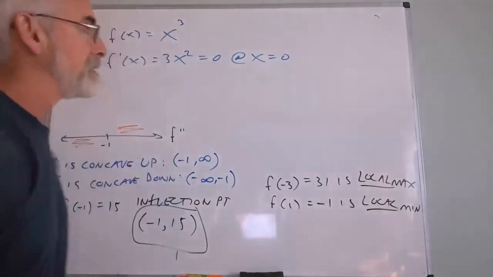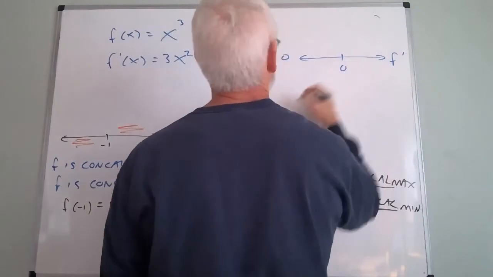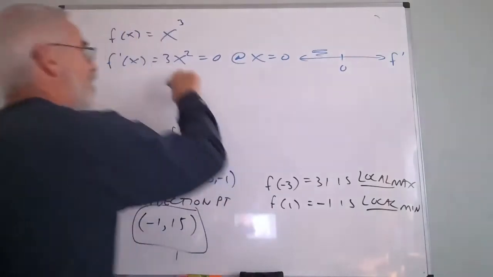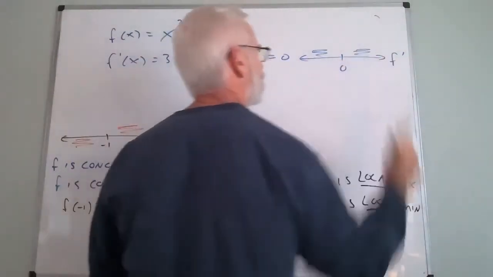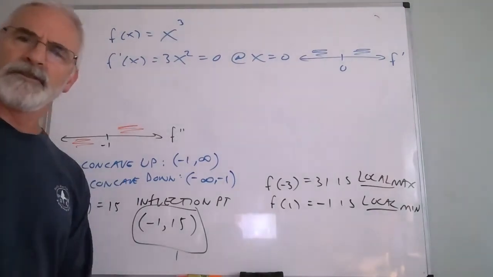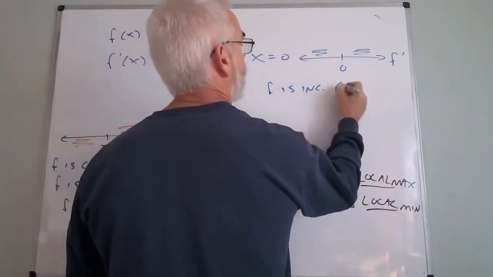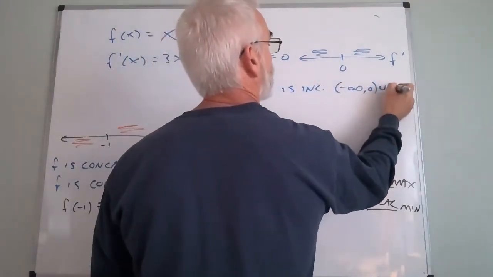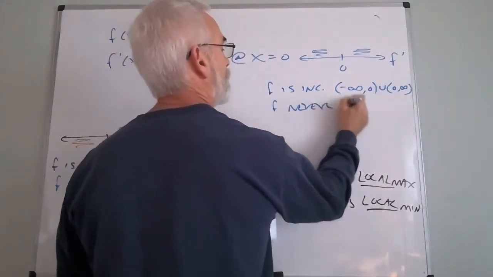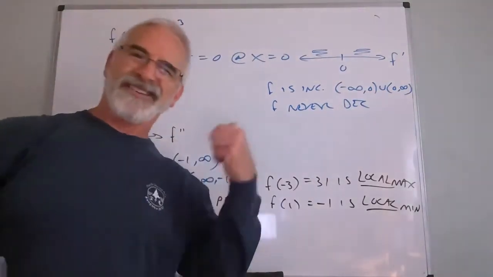Great. In fact, let's go ahead and analyze this. So there's my f prime, there's my 0. Now, numbers to the left of 0, that's positive. Numbers to the right of 0, that's positive. Well, that's kind of weird. It didn't change direction. What can I say? I can say that f is increasing from negative infinity to 0, and then again from 0 to infinity, and f is never decreasing. In other words, it's never going downhill. But we kind of knew that.